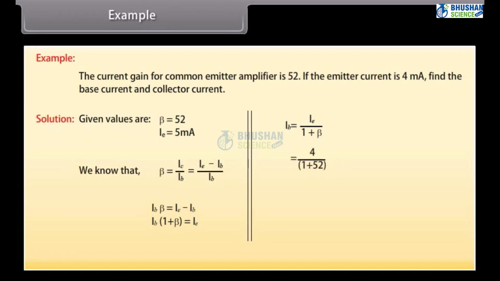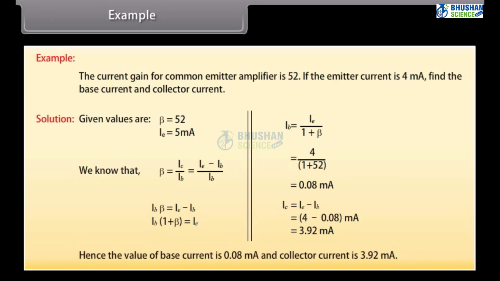Now putting the values in the expression and calculating, we get IB is equal to 0.08 milliampere. We know that IC is equal to IE minus IB. Now putting the values in the expression and calculating, we get IC is equal to 3.92 milliampere. Hence the value of base current is 0.08 milliampere and collector current is 3.92 milliampere.